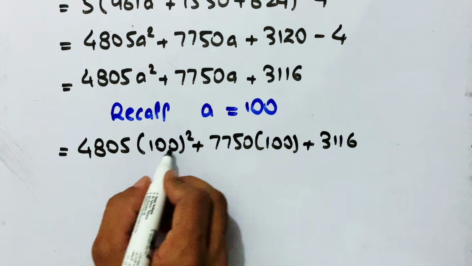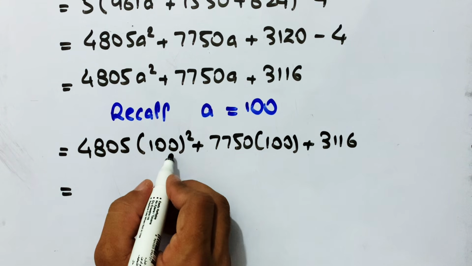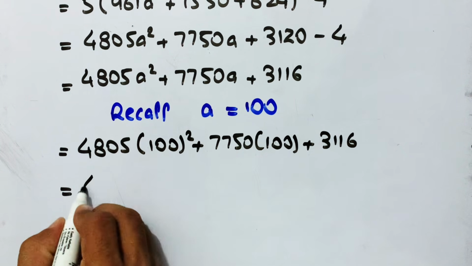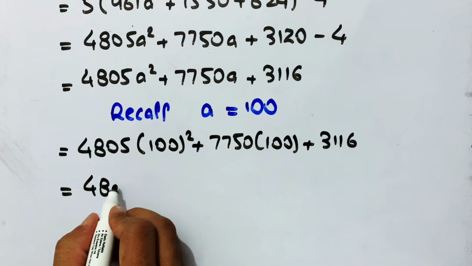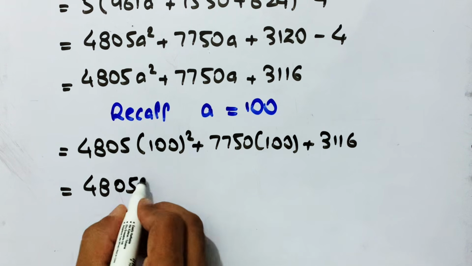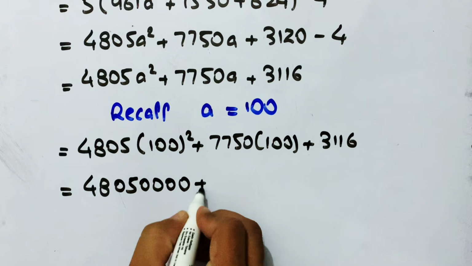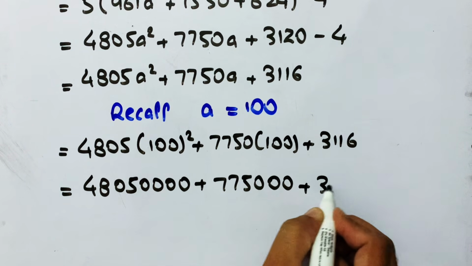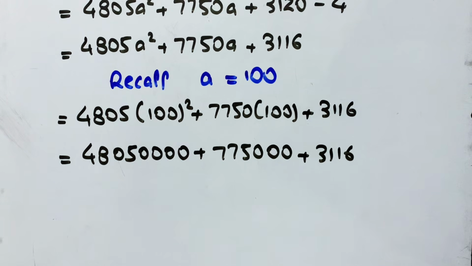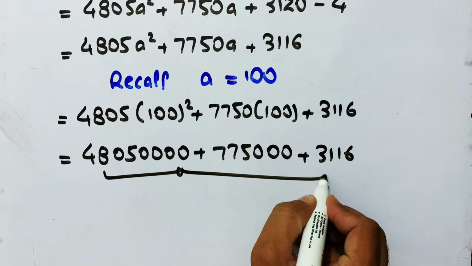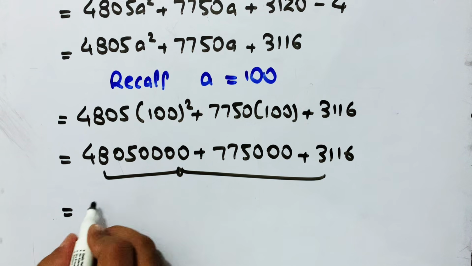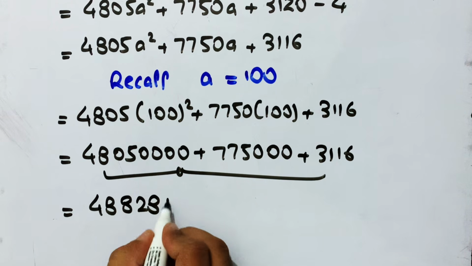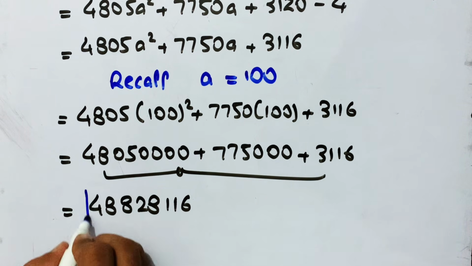Further solving, 100 squared is 1 lakh, so 4805 into 10000 is 48050000, plus 7750 into 100 is 775000, plus 3116. After the final addition, our result is 48,828,116, which is the final answer.